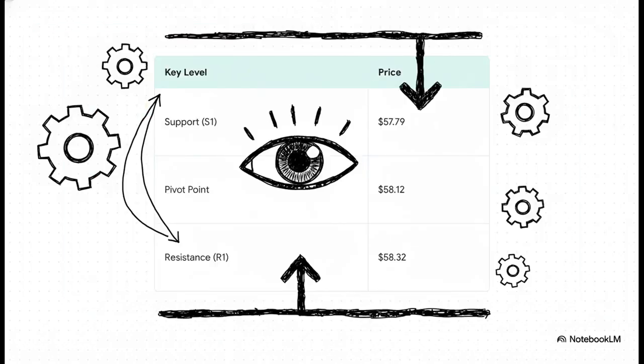So how do you decide between these two paths? Analysts watch these key price levels like a hawk. 57.79 is the support level. Think of it as a floor. 58.32 is the resistance, or the ceiling. Which one of these levels breaks first tells us a lot about which scenario is likely playing out in real time.